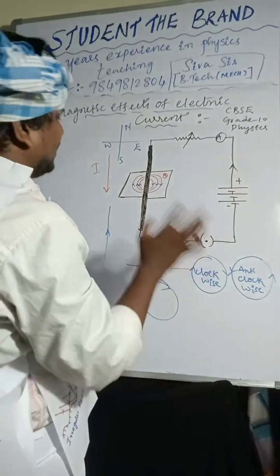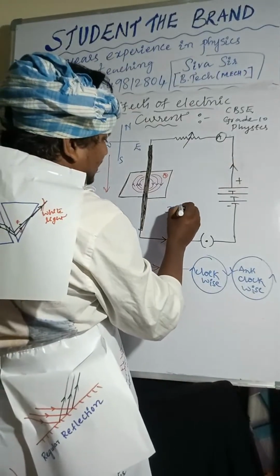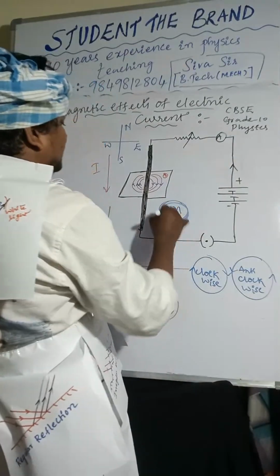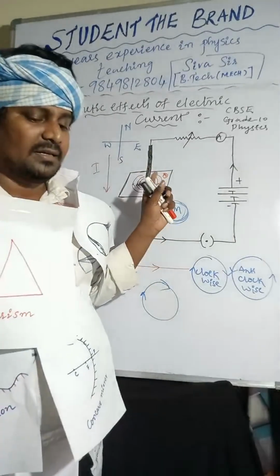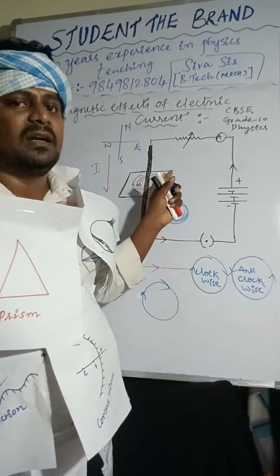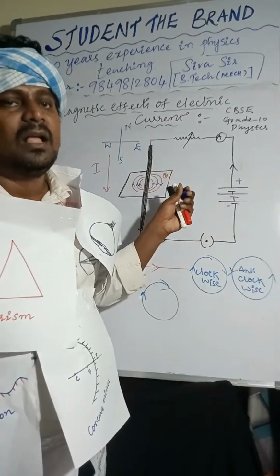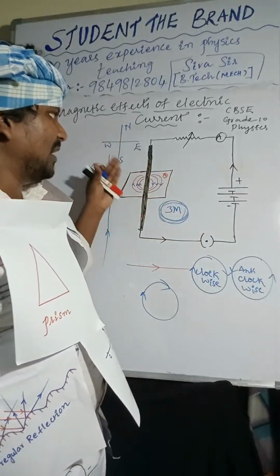Very, very important. In the board exams, they gave this question for 3 marks in the previous years. So very important: current carrying conductor. If the current is passing through a straight conductor, how will the magnetic field be? Explain with the help of a diagram. Explain with the help of a diagram means you have to draw.